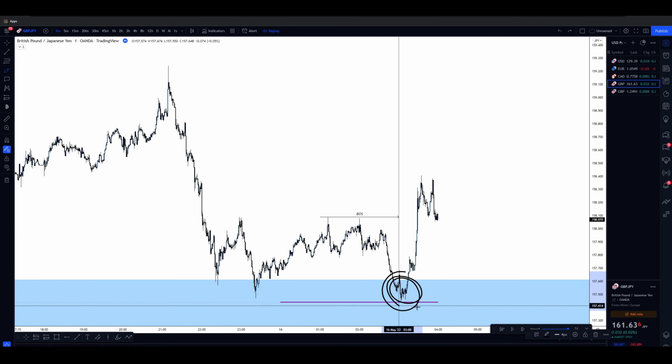So we can see that now we have this impulsive move on Monday. We have confirmation to do what? To find our institutional candle that caused that breakout structure.